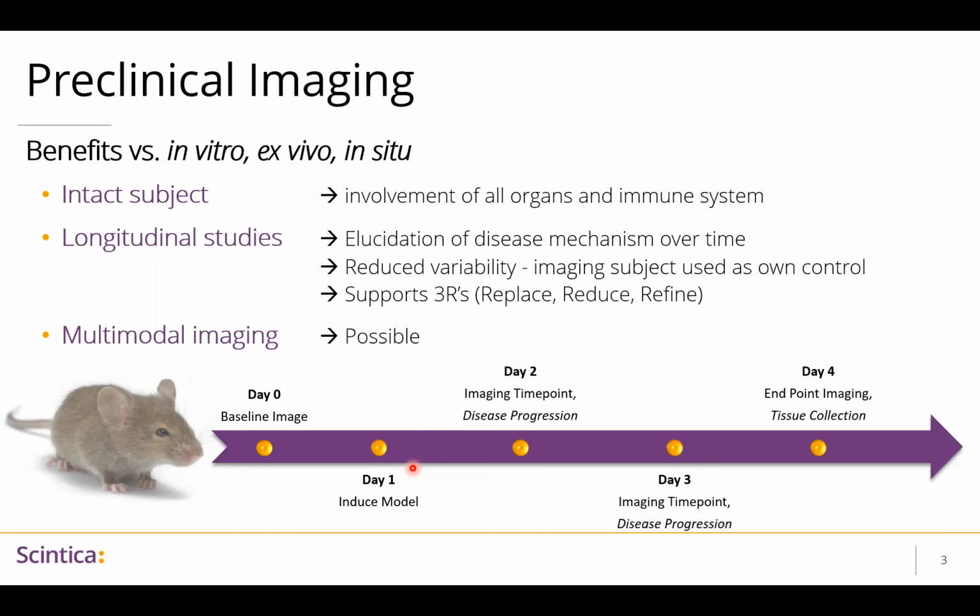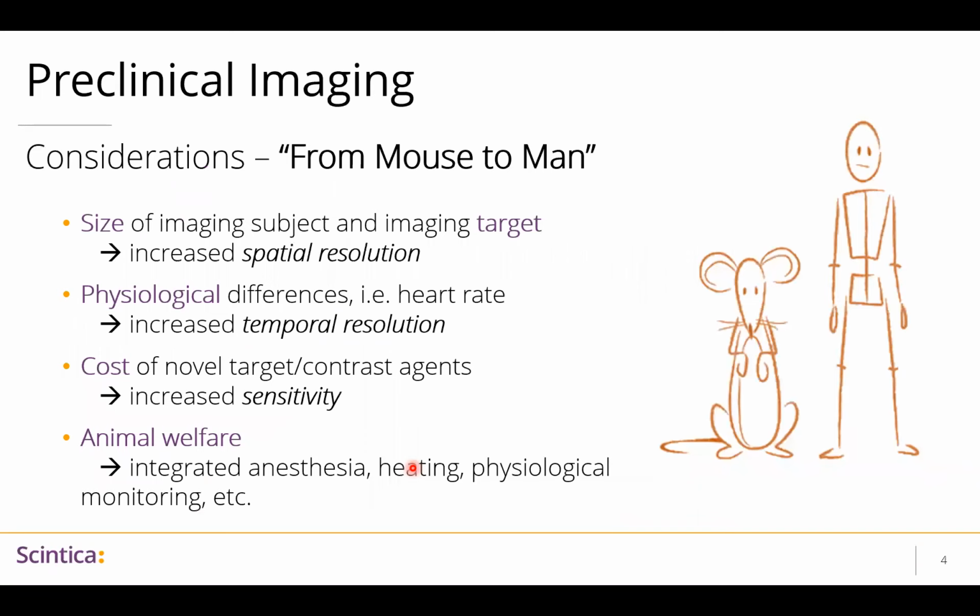Also important is the ability to support the 3 Rs, that is to reduce, refine, and replace animals in research. Specifically here, we're reducing the number of animals needed in a study quite significantly. There may be some refinement and replacement options there as well. And then finally, of course, with imaging, we want to take a look at multimodal imaging. Towards the end of the presentation, we'll talk a bit more about what it means for multimodal imaging, and then look at examples of papers where multimodal imaging has been used.